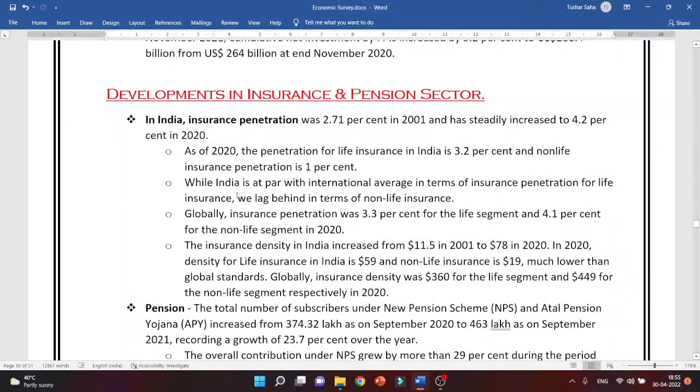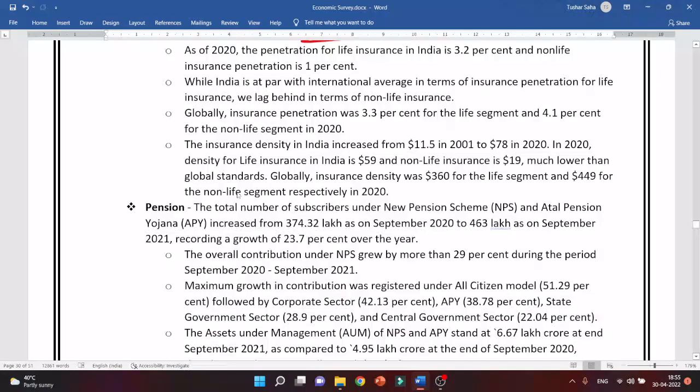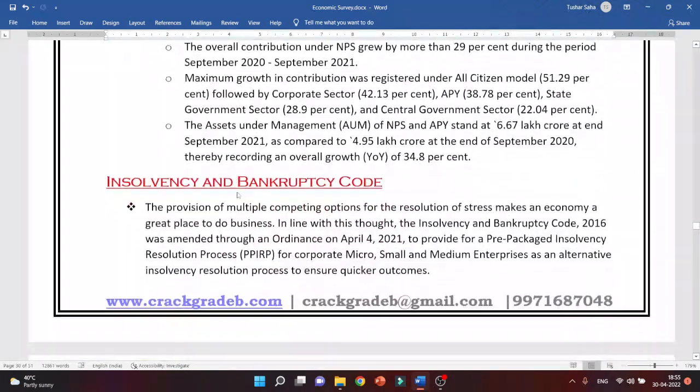So development in insurance and pension sector. Insurance sector was in pain because COVID related settlements were high during the COVID time. Insurance penetration was 2.71% in 2001, and has steadily increased to 4.2% in 22. Still you see only 4.2%, means out of 100 only 4 people have insurance, the rest do not have. So the rest you go through this data, it would be fine.